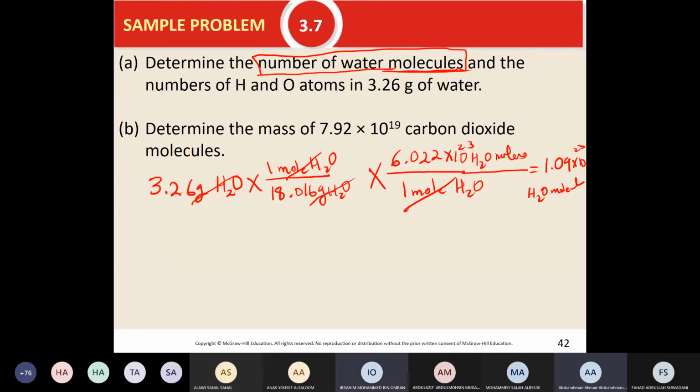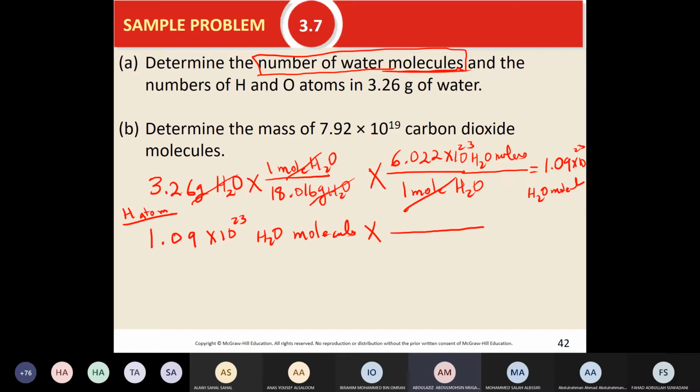Good. Now let me ask you another question. How many oxygen atoms are there in this amount? So if I have 1.09 times 10 to the power 23 H2O molecules, how many hydrogen atoms now? Multiply by 2. What should I write? 2 times 1.09 times 10 to the power of 23 H atoms.